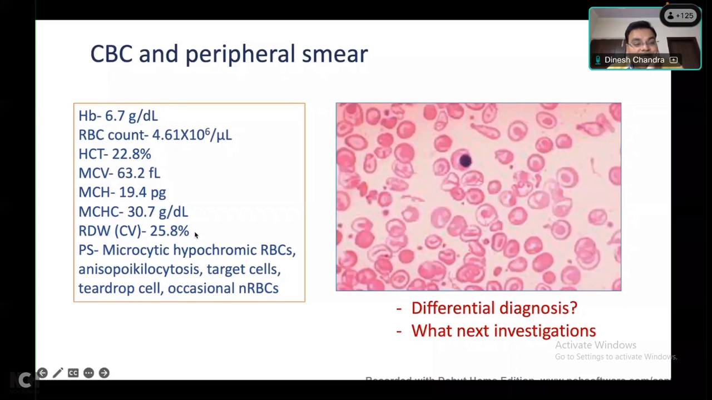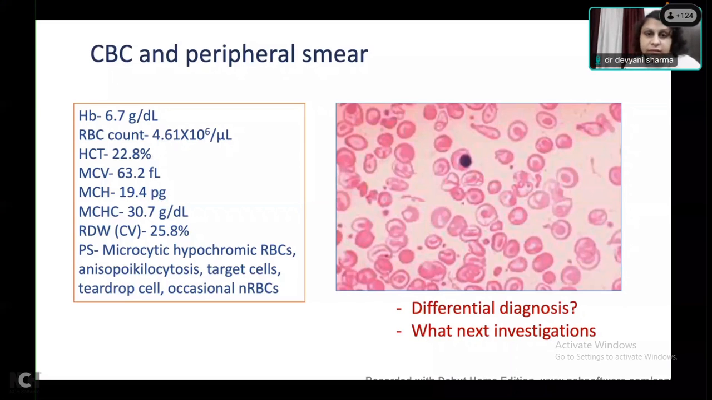Okay, I have not given the reticulocyte count. The reticulocyte count in this patient, corrected retic, is 0.5. Okay, and can you explain the right side picture of the peripheral blood picture? Sir, there are numerous target cells. There are teardrop cells present, with occasional NRBCs.